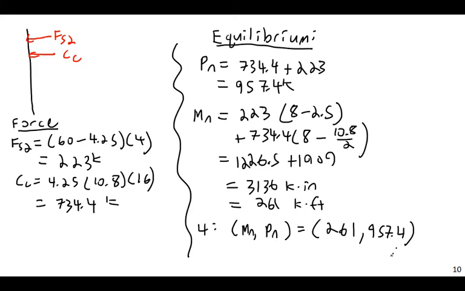957.4. And that's our fourth point. Now we just have one more point to determine. And then we need to figure out how to integrate phi factors into this.